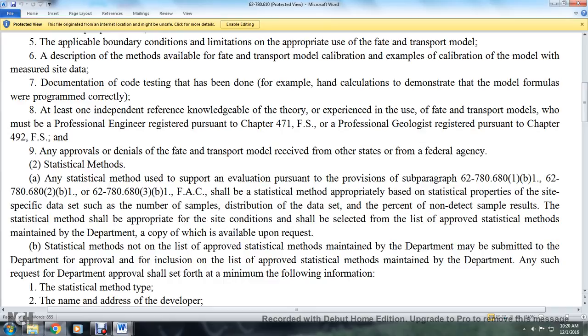Statistical methods. Any statistical method used in supporting an evaluation pursuant to the provisions of paragraphs 62-780.681(1)(b), 62-780.682(1)(b), and 62-780.683(1)(b) shall be a statistical method appropriate based on the statistical properties of the site-specific data, including the number of samples, the distribution of the data, and the percent of non-detected samples. The statistical method appropriate for the site conditions shall be selected from the list of approved statistical methods maintained by the Department, a copy of which is available upon request.